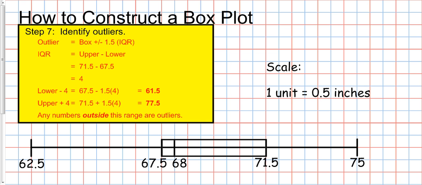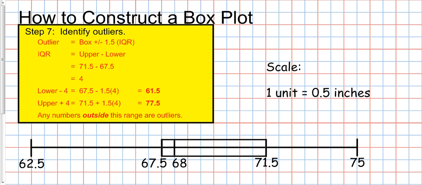Doing the same thing on the upper end, we're going to add. So the upper number, the 71.5, the top of the box, plus 1.5 times 4, which is our interquartile range, gives us an upper number of 77.5. We kind of consider those to be sort of like brackets. So anything from 61.5 to 77.5, we would say those are just normal data. Anything outside of that, we would consider to be an outlier.